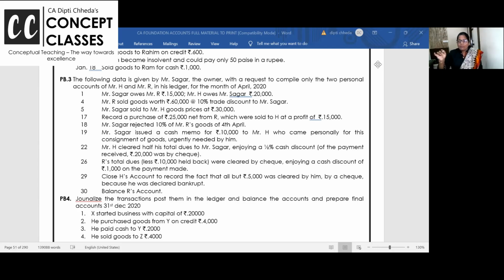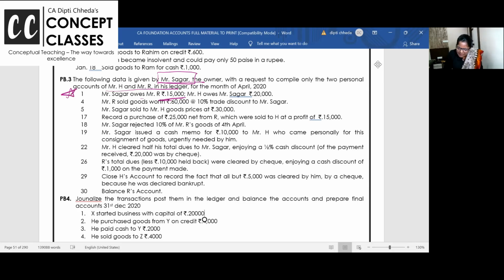Yesterday, we prepared 10-15 ledgers. Do you remember or not? Purchase, sale, return, cash, bank, expenses, we made everything yesterday. Today, in the books of Sagar, it's only H's and R's ledger. Sagar owes R 15,000, which means Sagar has to pay. So we are in whose books? Sagar's books. So R's balance will come on the credit side.